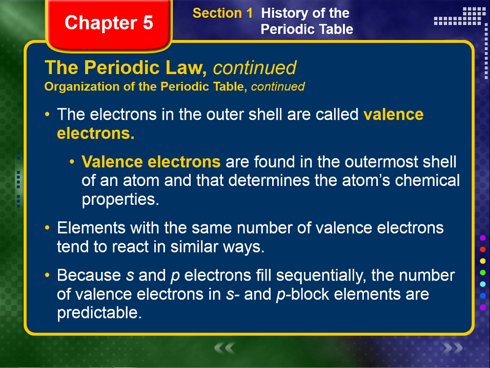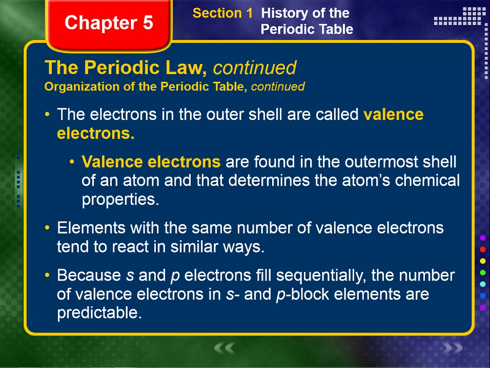The electrons in that outer shell are called valence electrons. Valence electrons are found in the outermost shell of an atom, and that determines the atom's chemical properties, meaning the number of valence electrons determines the atom's chemical properties. Hopefully you remember that elements in the same column, the same group, have the same number of valence electrons. So if they have the same number of valence electrons, they should have the same types of properties.